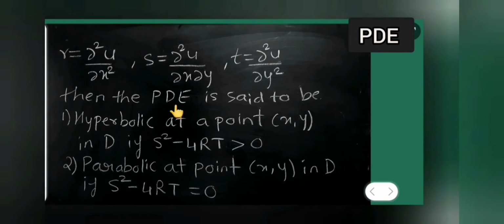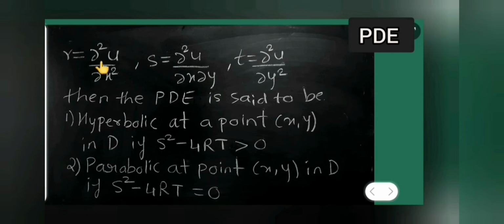Small r is nothing but ∂²u/∂x², s is nothing but ∂²u/∂x∂y, and t is nothing but ∂²u/∂y². So basically r is with respect to x only, s is with respect to x and y both, and t is only with respect to y. We are differentiating only with respect to y for t.